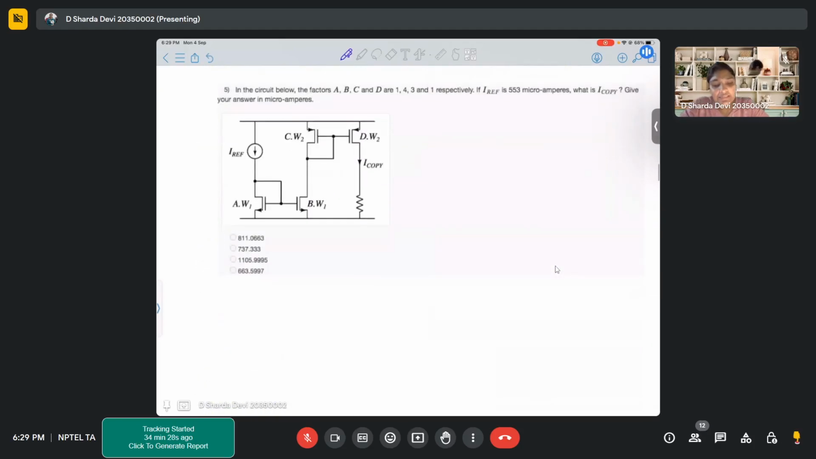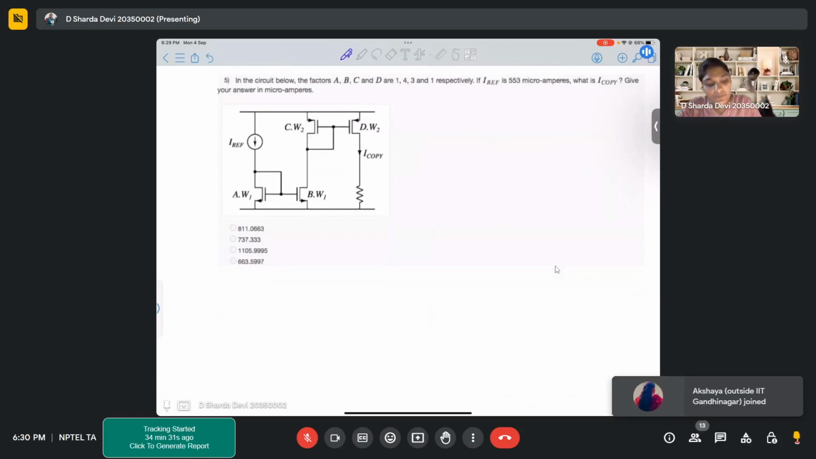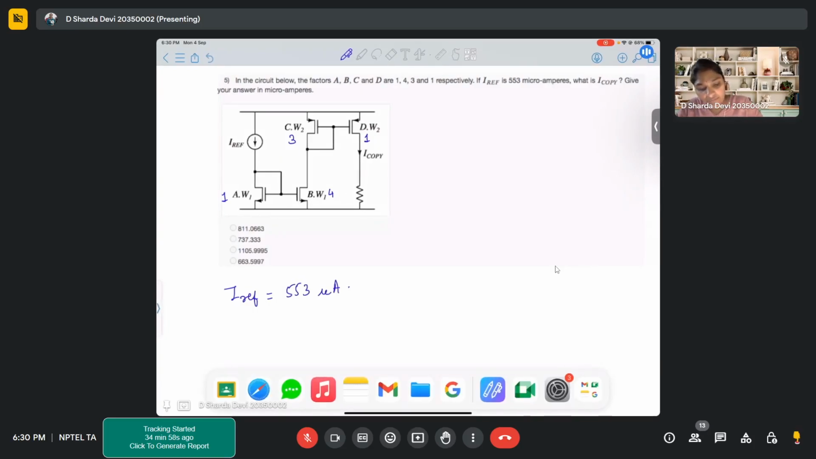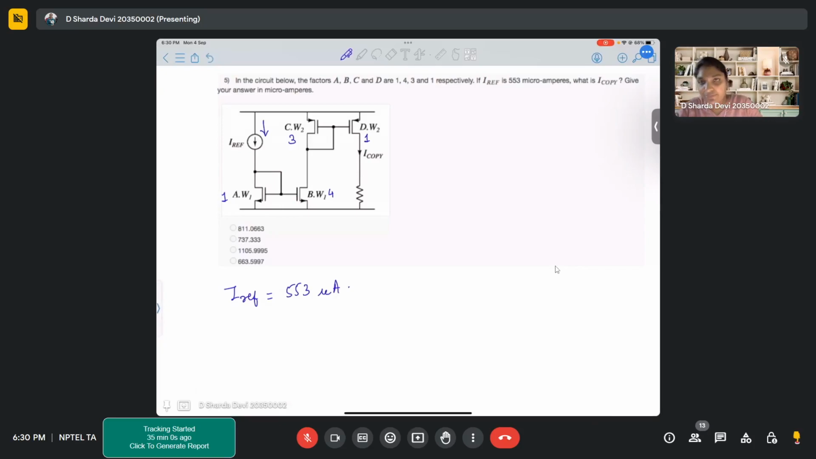It is again a similar kind of problem. In this problem, the widths are denoted in terms of A, B, C, D. A is 1 times, B is 4 times, C is 3 times, and D is 1 times. We have to find the current I copy for a given I reference of 553 microamperes. The current flowing through this is I reference.